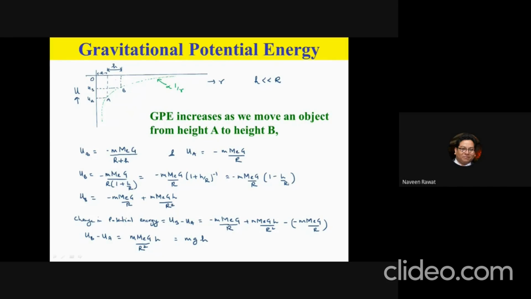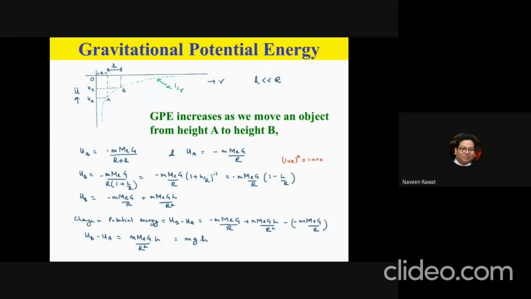And the Taylor series expansion simply states that if you have a term which is 1 plus x raised to some n, then for a good approximation you can write it as 1 plus n times x. And the smaller the value of x, the better this approximation will be. So here we have the expression 1 plus h by R raised to minus 1. So our n is minus 1, and we can write it as 1 plus n x. So we'll have 1 plus minus 1 times h by R.